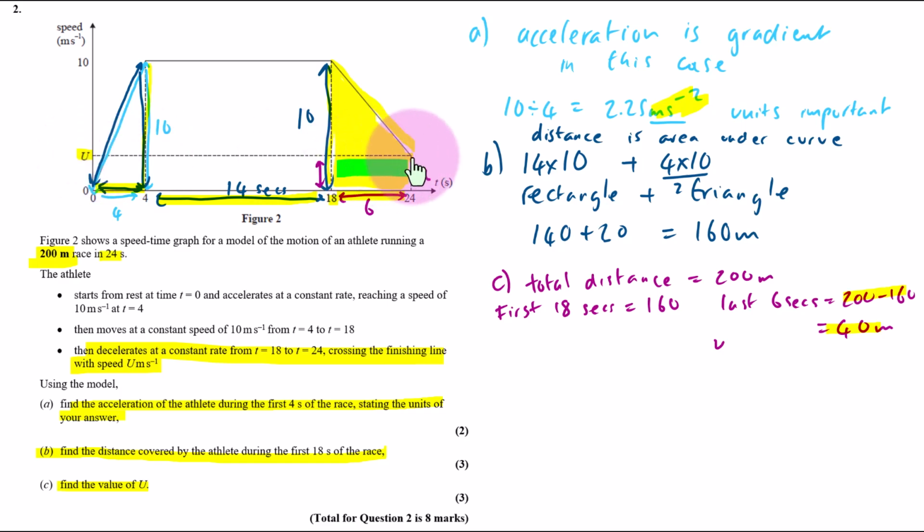We need to find out, what is this height of this here? Alright, so we have 6U, that's our rectangle in green, plus 6 times 10 minus U, divided by 2, which gives us this triangle, if that makes sense. And that must equal 40 meters, that area we've worked out, because that stage of the journey is 40 meters. So we've got our rectangle, which is 6U, and our triangle right there. So we just need to solve for this.